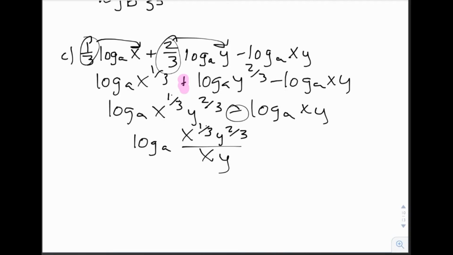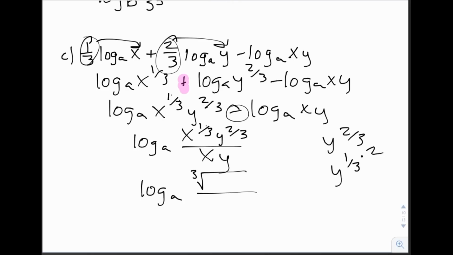The last step we want to do is see if we can simplify any exponential fractions. If we notice in this case, we can take our y to the 2/3 and try to rewrite our top portion here. In other words, y to the 2/3 is really y to the 1/3 times 2. So we can take log base a and then the third root of our top portion, x and y squared, divided by our xy here.